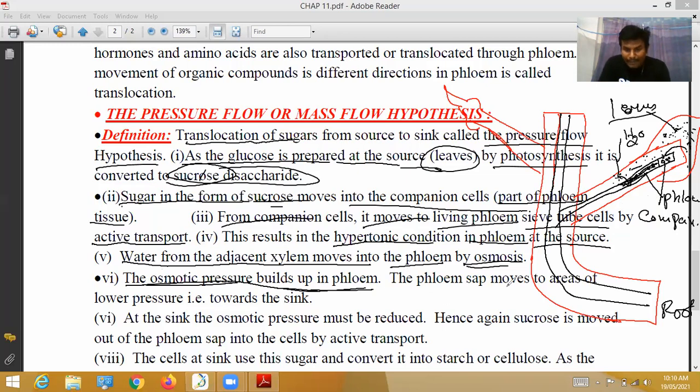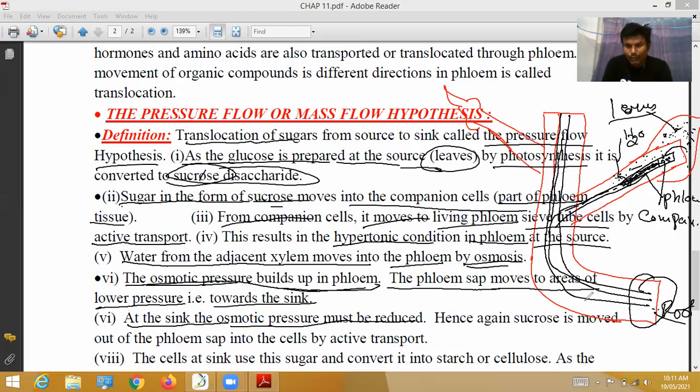So the phloem sap moves to the area of lower pressure, that is, towards the sink. When osmotic pressure builds up in the phloem, the phloem sap slowly moves towards the sink area, the roots. At the sink, the osmotic pressure is reduced.